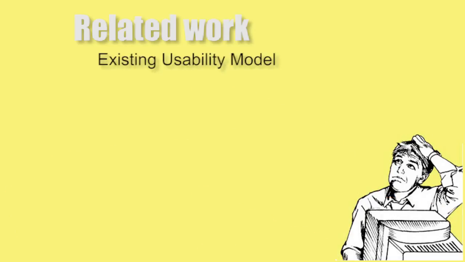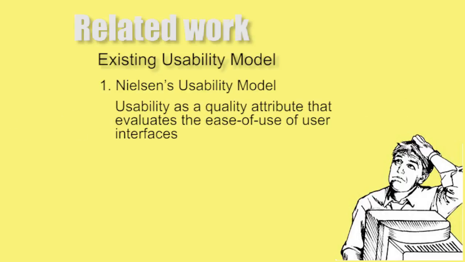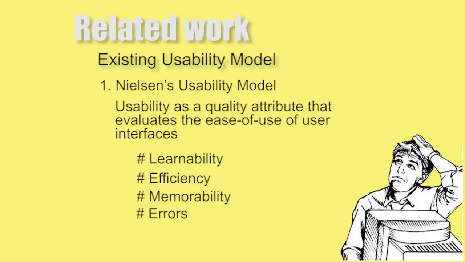Existing usability models. Nielsen's usability model. Nielsen further defines usability as a quality attribute that evaluates the ease of use of user interfaces. Usability is then defined through 5 components, which are learnability, efficiency, memorability, errors, and satisfaction.